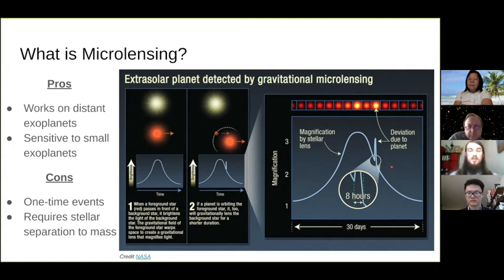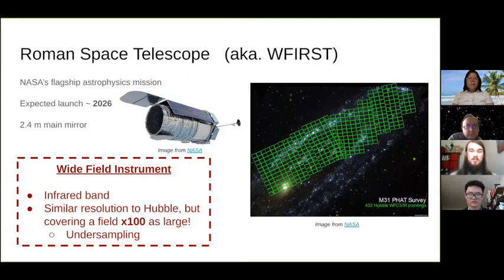And so this is great because it allows us to detect exoplanets that are in a very distant orbit or are very small. The downside is that in order to correctly mass them and not just have a mass ratio, we need to have stellar separation. So in the image, we need to be able to resolve the background star from the foreground star. So this is where Roman Space Telescope comes in.